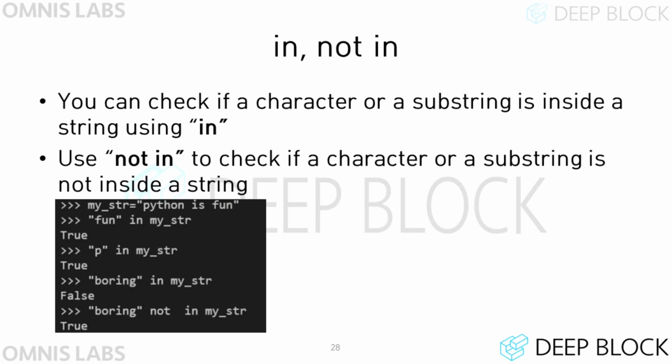In Python, you can also check whether a specific character or string is inside a string. The in keyword is used to determine if one string exists within another. For example, to check whether the string fun exists in the string myString with the value Python is fun, you can write the expression fun in myString. Conversely, if you use the keyword not in, you can check that one string is not inside another.